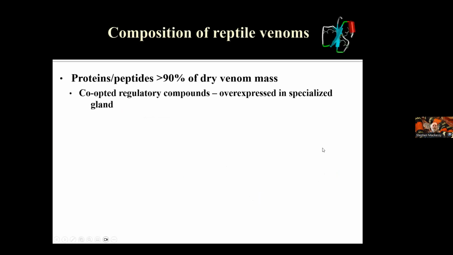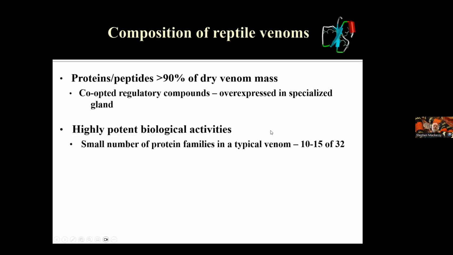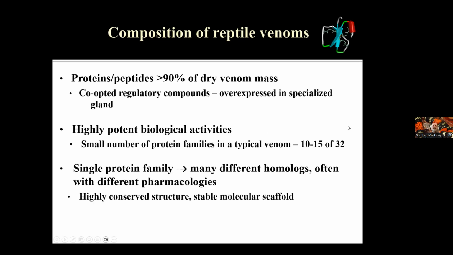So if we think about the venoms themselves, and this is produced from the snake's fang, what we see is mostly proteins and peptides. There are a bunch of small molecules that really need to have more attention turned in their direction, but these are co-opted regulatory compounds. They're very, very potent. And if we look at a typical venom, the number of protein families represented is relatively small, but a common pattern that we see is that within a single protein family, and if you remember Dr.